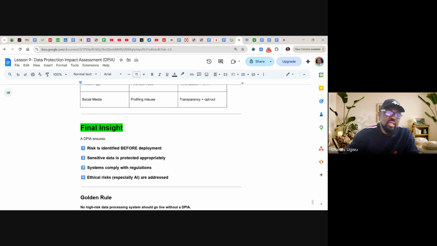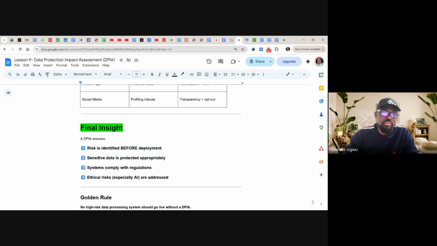A DPIA ensures that risk is identified before we start work. So before we start deploying anything, or even collecting data, we need to carry out the impact, because as you are collecting the data, something can happen immediately. So before you start even collecting the data, make sure you put the necessary security measures in place before you start collecting data.